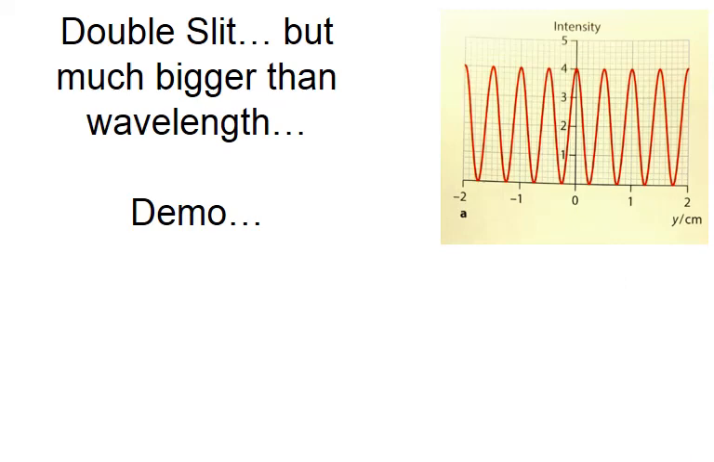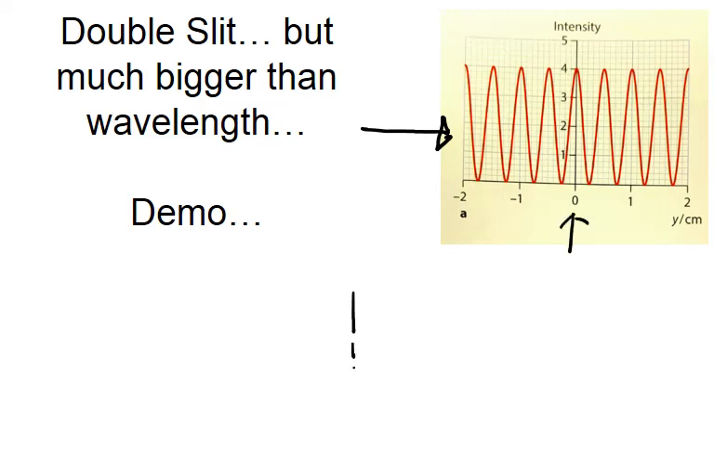So if we have a double slit, but it's much, much bigger than a wavelength, right? So if we have two slits and it's much bigger than the wavelength, you're not going to have any diffraction. And that's actually what you would see here. This is a data table of this. If we look at the central position, let's draw this out.